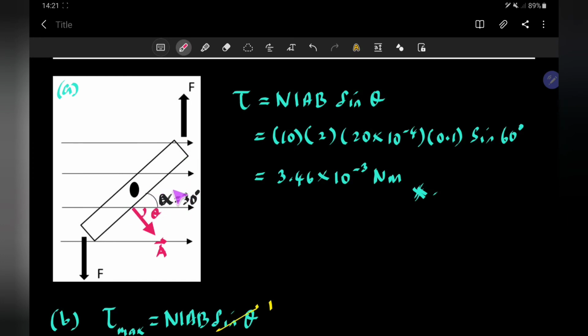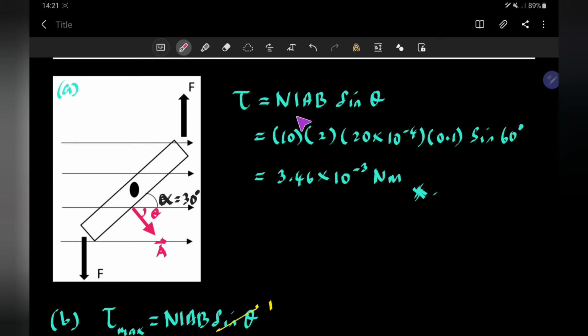So remember, that is alpha, it's not theta, because alpha should be the angle between the vector of area and B, where the vector of area is just perpendicular to the surface. Okay, so we need to find theta. Theta equals 90 minus 30, giving you 60 degrees. Okay, so by using the torque equation, torque is equal to NIAB sin theta.